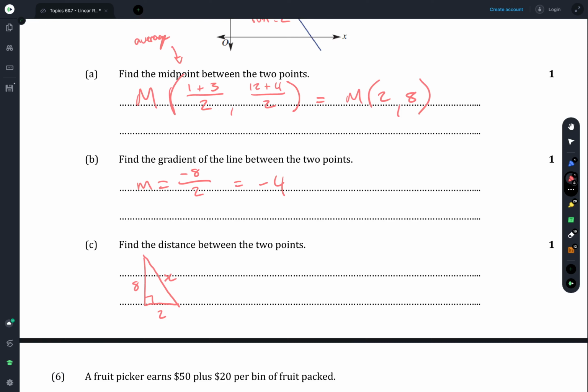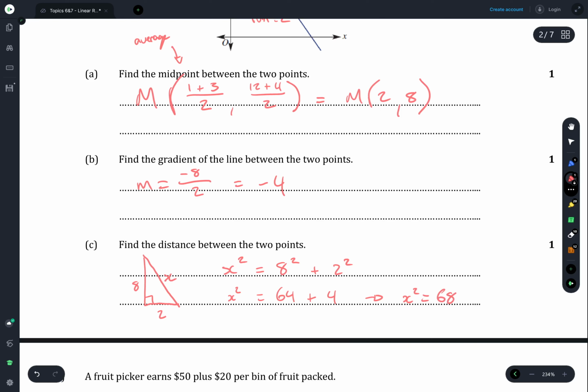And now that we have a right angle triangle with the 2 short sides, we're going to use Pythagoras' theorem. We get x squared equals 8 squared plus 2 squared, making sure that we're squaring each of these numbers. And then as we go along with this, this will equal 64 plus 4. And then carrying on, we'll get x squared equals 68. But remember, we don't want to say that the answer is 68. We need to then square root it at the end. So we're going to get x equals the square root of 68.